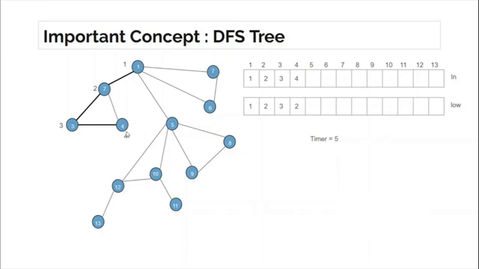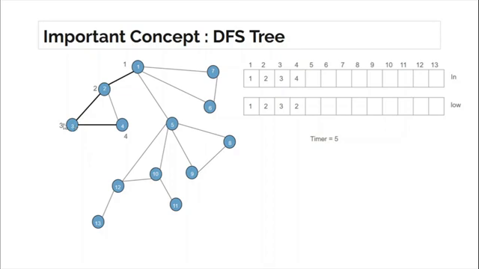So the low time of node 4 must be smaller than the in time of node 3. Every node whose in time is smaller than node 3 is actually an ancestor of node 3. So only these two nodes have in time smaller than the in time of node 3, and both of these are actually ancestors of node 3.